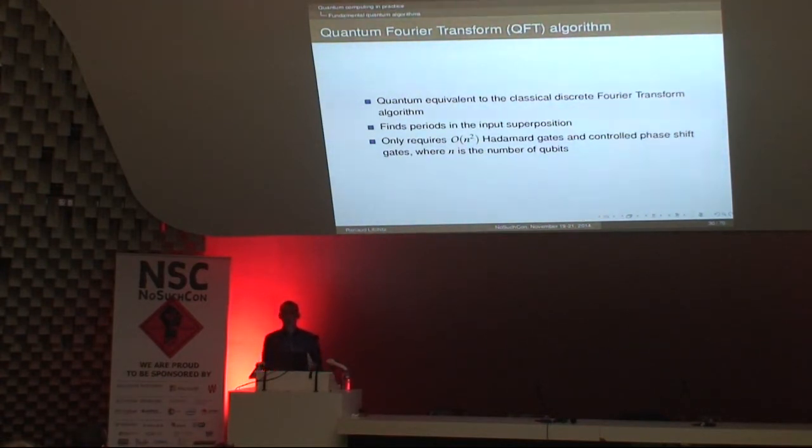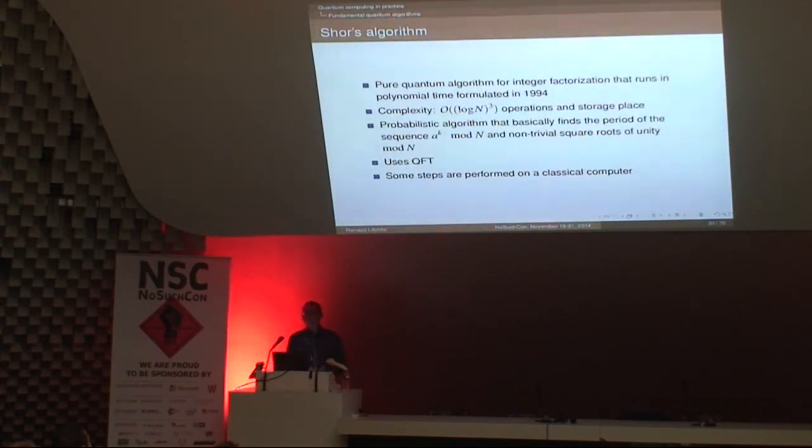Second one is the quantum Fourier transform, which is the quantum equivalent of the discrete Fourier transform you can find in the classic world, and it will find periods in the input superposition. And it works in polynomial time, so very fast also. Third algorithm is Shor's algorithm, you probably have heard of, which is a pure quantum algorithm that works also in polynomial time. It will find the period of the sequence a to the k power, and be able to find non-trivial square roots mod n, a given integer. It will use the quantum Fourier transform, and some steps will be performed on a classical computer.